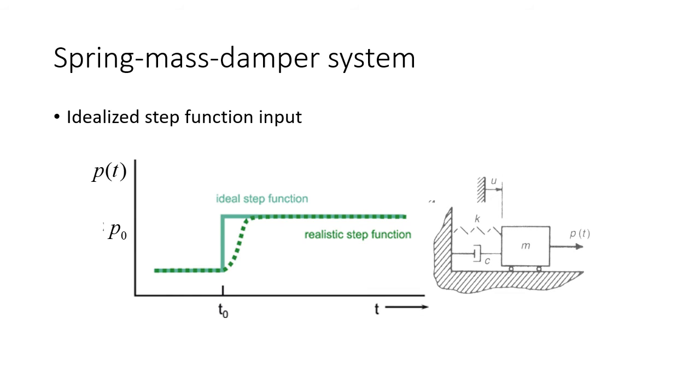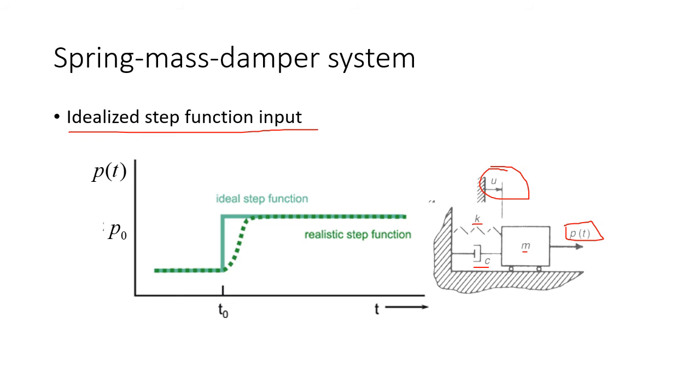So one of the problems we're going to be looking at throughout this section is these spring mass damper systems. What we can see here on the right is this diagram. Here you have your mass moving on a surface. You have your spring constant k, your damper c, external loading p(t), and displacement u there. So from this we're going to have an idealized step function input.